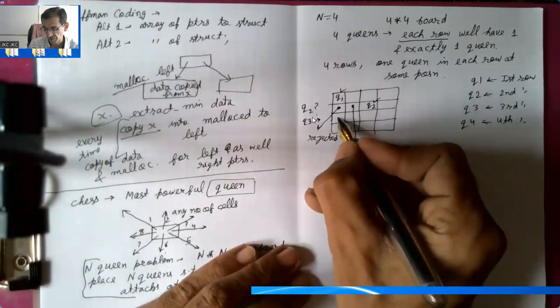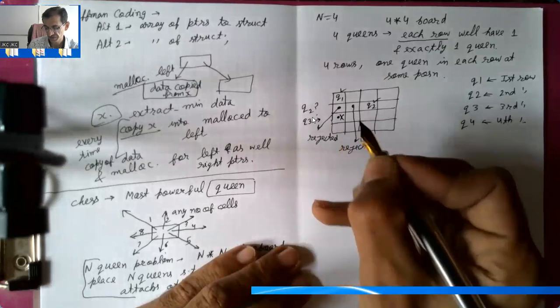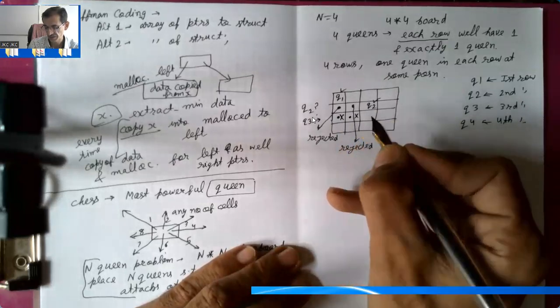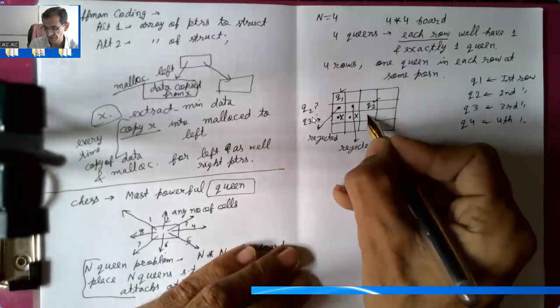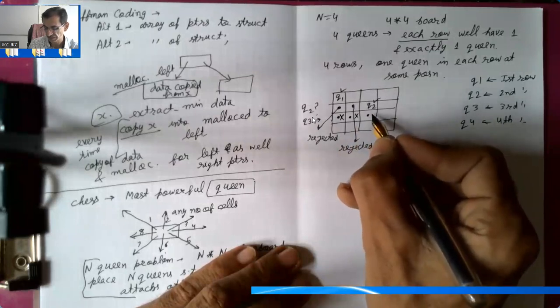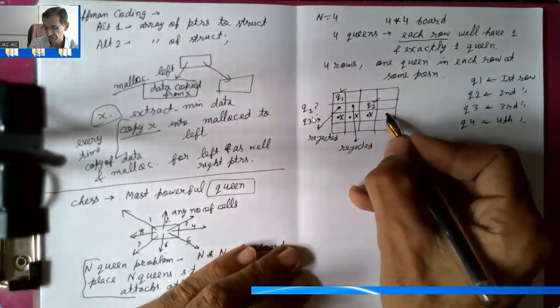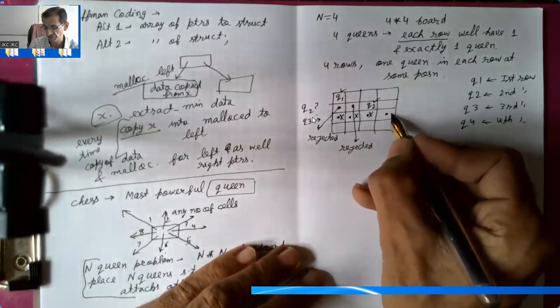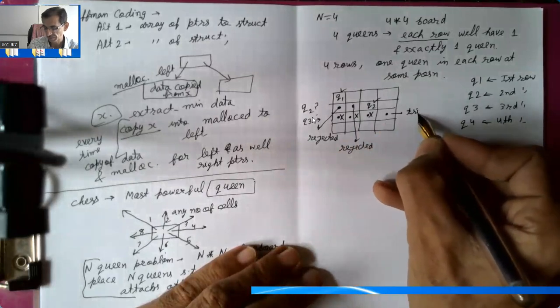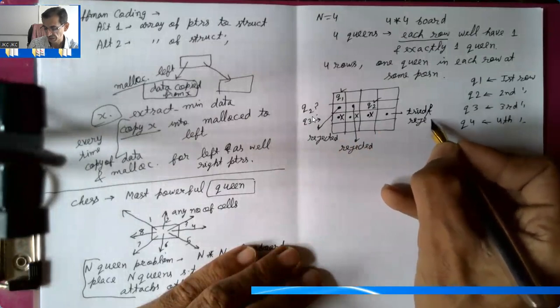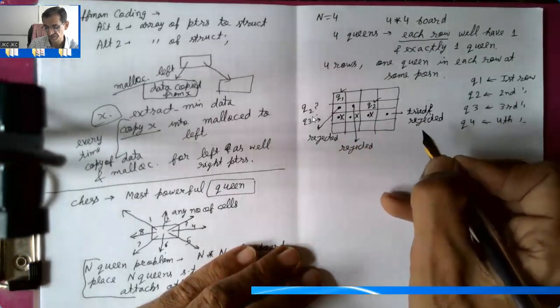I'll say, okay, this can't be placed, rejected. This has an attack on the diagonal, rejected. I will say, fine, place here. Then after placing, I'll find this is also having an attack, rejected. Place queen Q3 here. I'll find it will be rejected. So this also gets rejected.